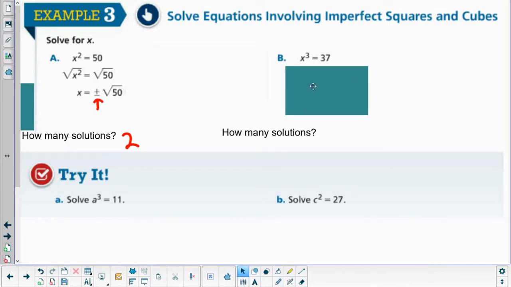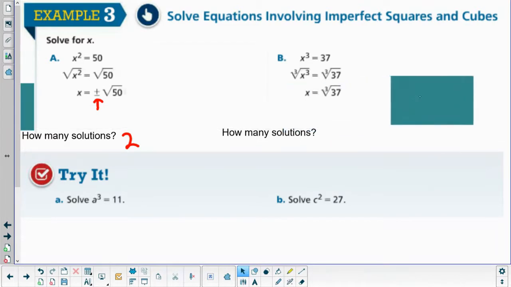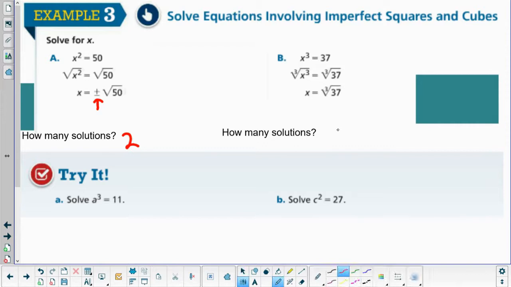All right, when it comes to cube rooting, how do I undo cubing something? I need to cube root both sides. And then if I were to type in the cube root of 37 in my calculator, I get the same thing. I get another decimal. It is not a perfect cube. So I'm going to leave it like the cube root of 37. How many solutions do cubes have? Well, cubes only have 1 solution. So that one you're just going to leave as the cube root of 37 because it has 1 solution.